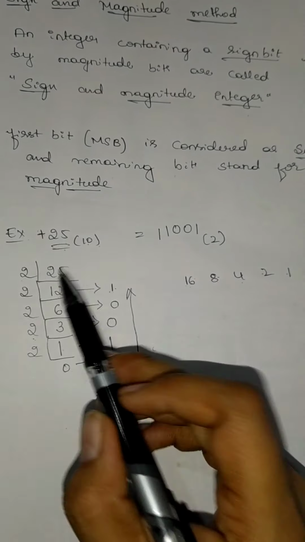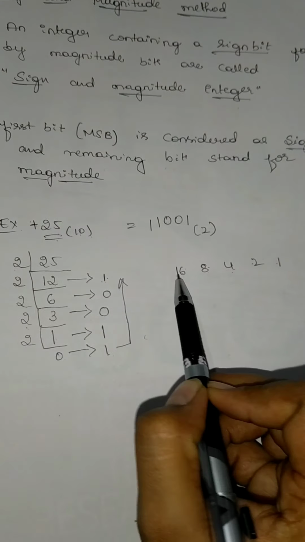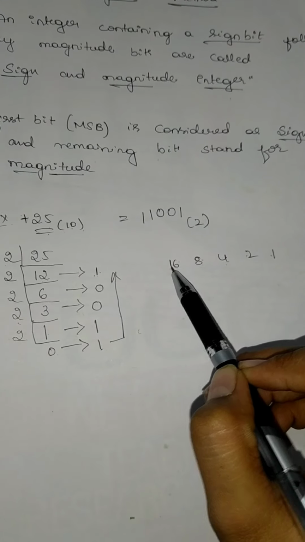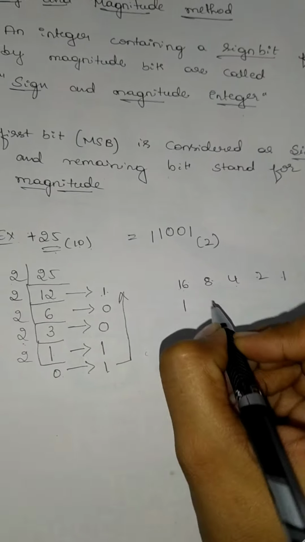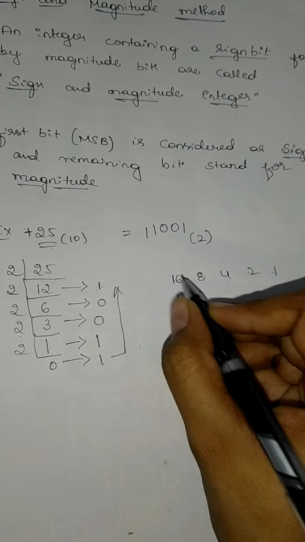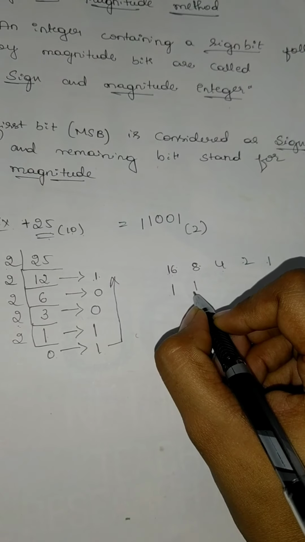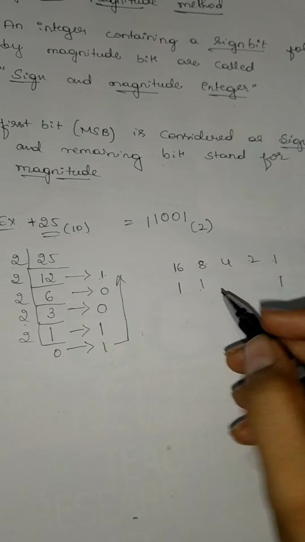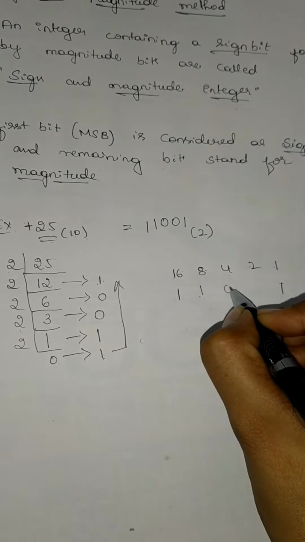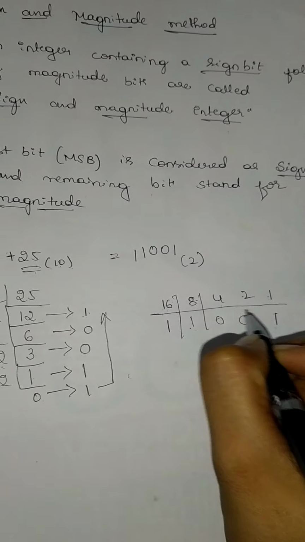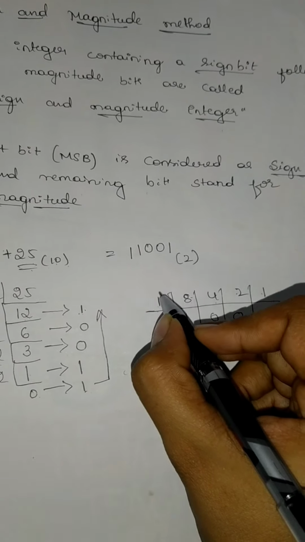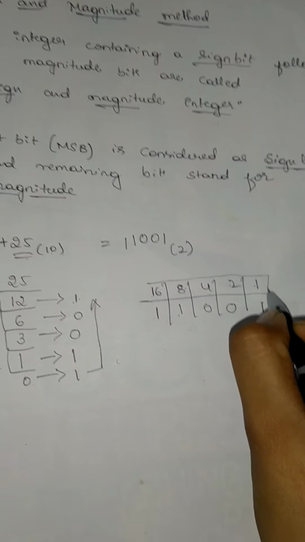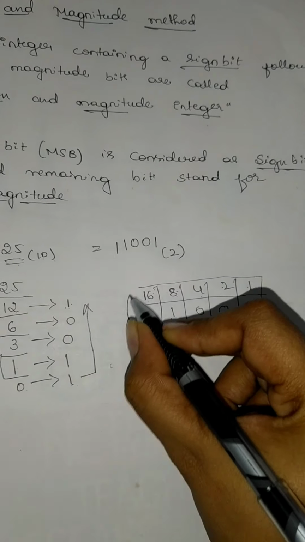Then how can I represent this 25 with the help of this 8421 format? By adding 16 and 8. So 16 plus 8 becomes 24. So how can I get 25? By adding 1 to the 24. So that is 1 1, and the remaining will become 0. So instead of converting any given decimal number into binary by division, you can also use this method.